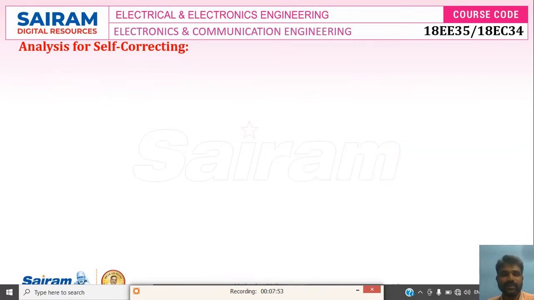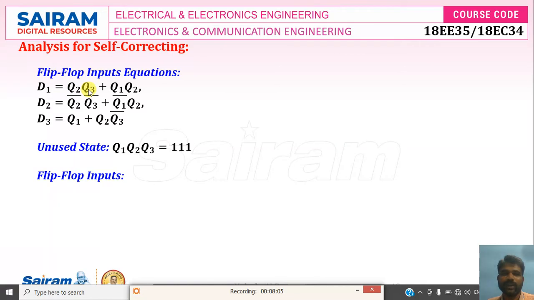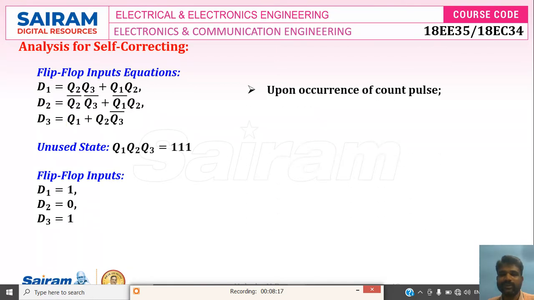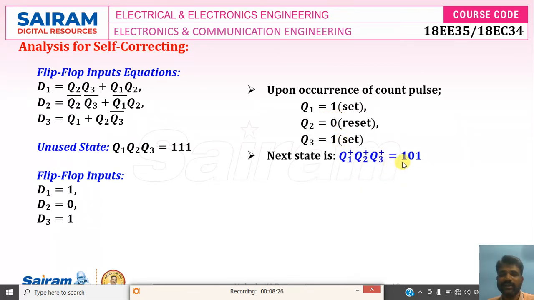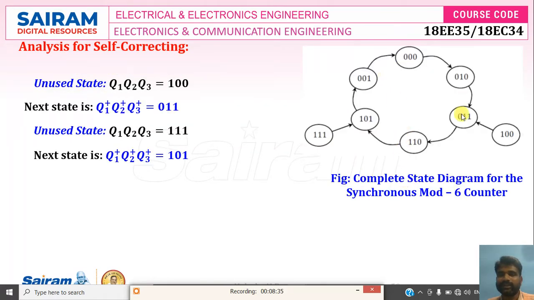So again, similarly we consider flip-flop input equations and unused state 1, 1. So derive D1, D2, D3 values. So D1 is 1 because first term itself gives 1. And D2 is first term 0, but second term is also a 0. So D2 is 0. And D3 first term itself gives 1. So D3 is 1. Similarly, once the count pulse occurs, Q1 is set, Q2 is reset, Q3 is set. So the next state is 1, 0, 1. Okay. Again, this is also valid counting sequence. So this is the complete state diagram.